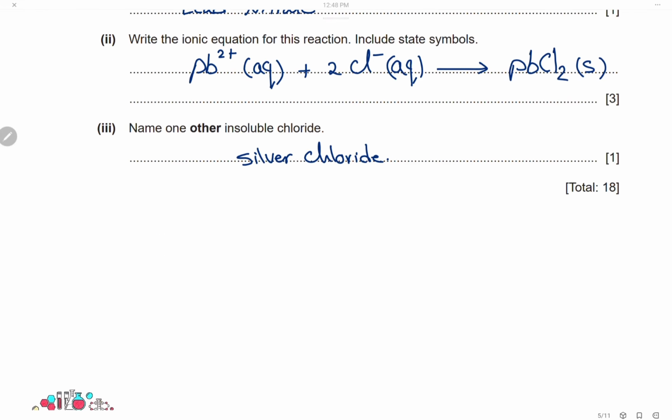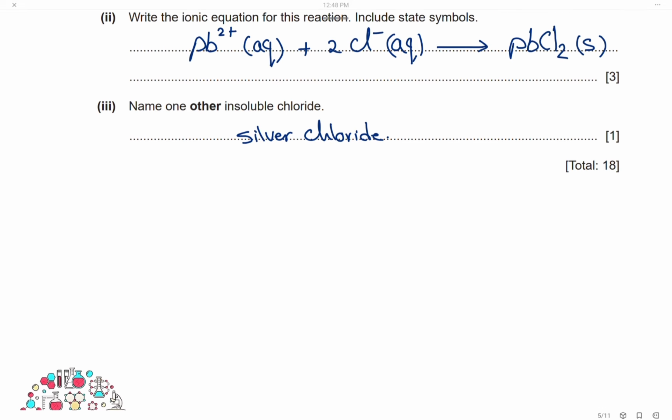Name one other insoluble chloride. Silver chloride is insoluble.